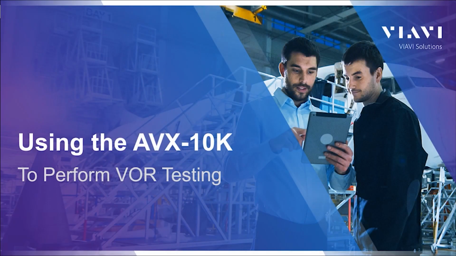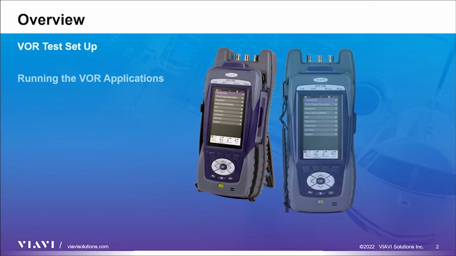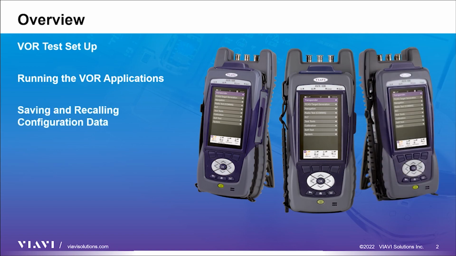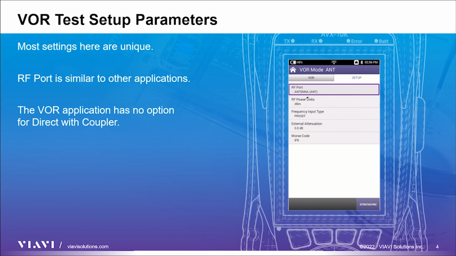Welcome to this training video on setting up and using the VOR applications on the AVX-10K flight line test set from Viavi Solutions. In this video, we will be discussing the settings and procedures for VOR testing as well as saving configuration data. After turning on your test set, open the navigation ribbon and select the VOR application. Before we look at the main page, let's review the setup parameters.